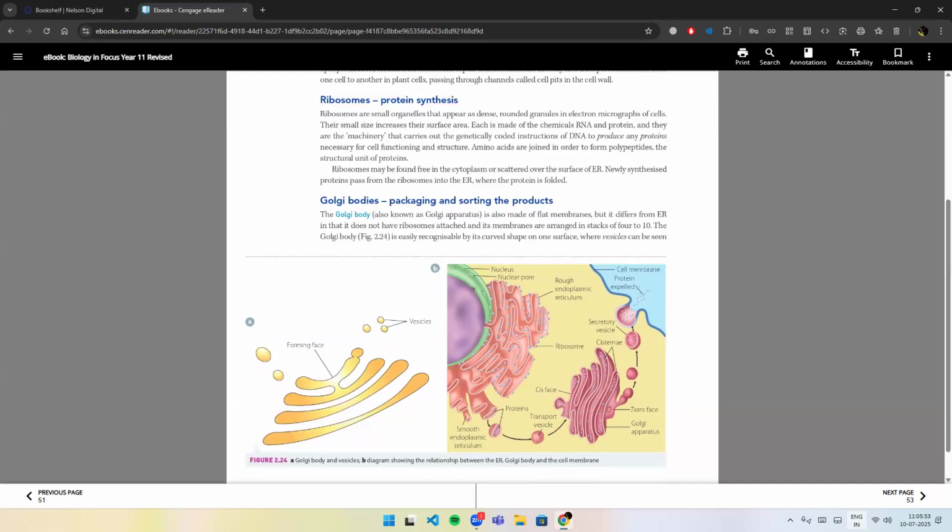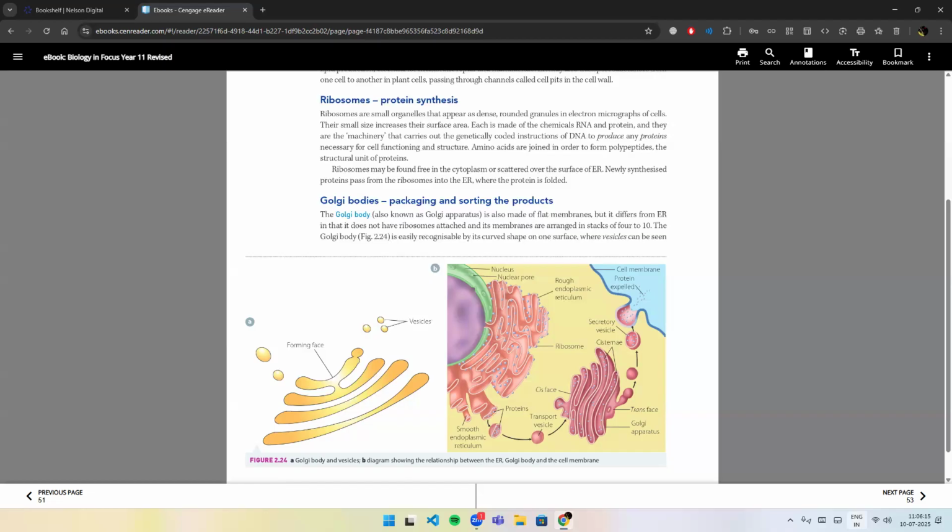Ribosomes, protein synthesis. Ribosomes are small organelles that appear as dense, rounded granules in electron micrographs of cells. Their small size increases their surface area. Each is made of the chemicals RNA and protein, and they are the machinery that carries out the genetically coded instructions of DNA to produce any proteins necessary for cell functioning and structure.